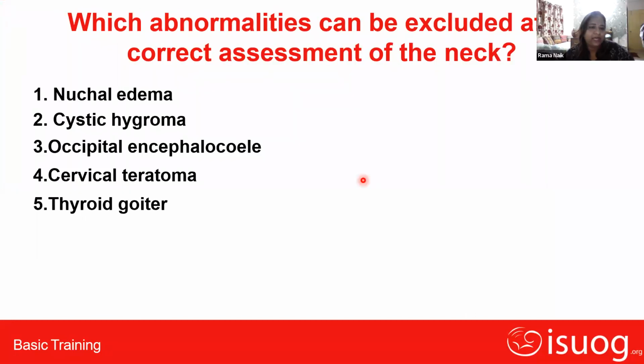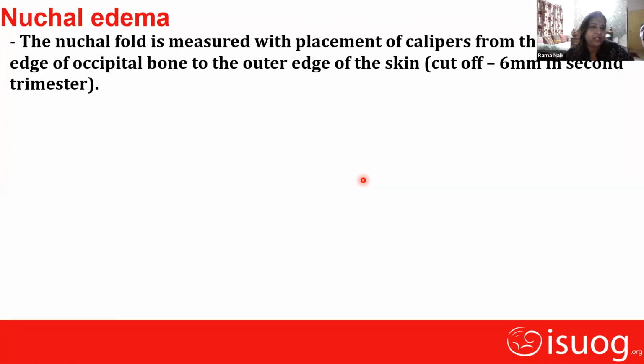Now, what are the abnormalities that can be diagnosed in the neck? First, the most common is the nuchal edema. Second is cystic hygroma, and rare things are occipital encephalocele, cervical teratoma, and thyroid goiter. First, I will talk on nuchal edema. I have already told how to take the measurement. It is from the posterior border of the occipital bone to the posterior border of the skin.